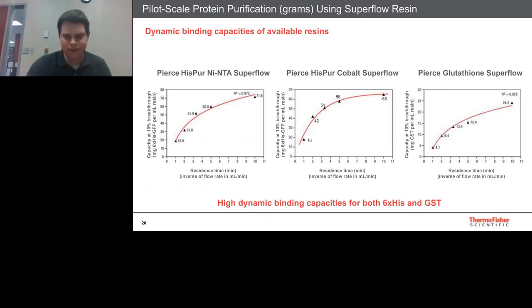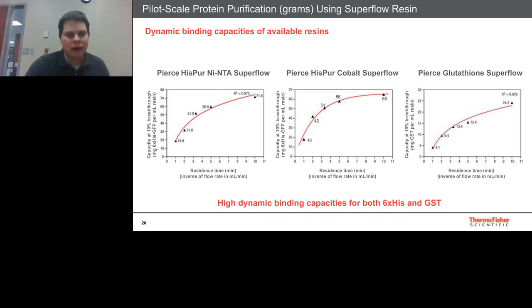Superflow 6 resins are ideal for column-based affinity purifications. The resin can be used in batch bind format and poured into a gravity flow column or pre-packed into an FPLC column for larger volume purifications. For FPLC purifications, the protein is loaded onto the column under flow and the binding is dynamic. Binding will be dependent on the amount of residency time the protein gets to bind to the resin. This residency time is inversely related to the flow rate.